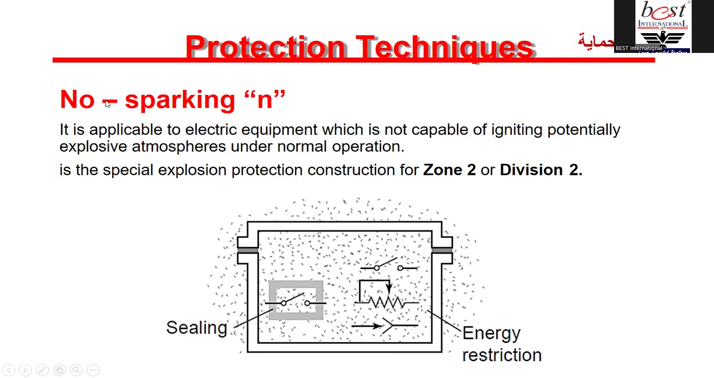If the mark is n, you can use it in zone 2 and division 2, like energy restriction or sealing. That's all possible, especially for electrical equipment which is not capable of igniting a potentially explosive atmosphere under normal operations. So, as I told you, for every input you need to decide based on which international standards you are benchmarking, making sure they are fireproof and explosion proof, whether you are using them in zone 0, zone 1 or 2, or zone 20, 21, or 22.